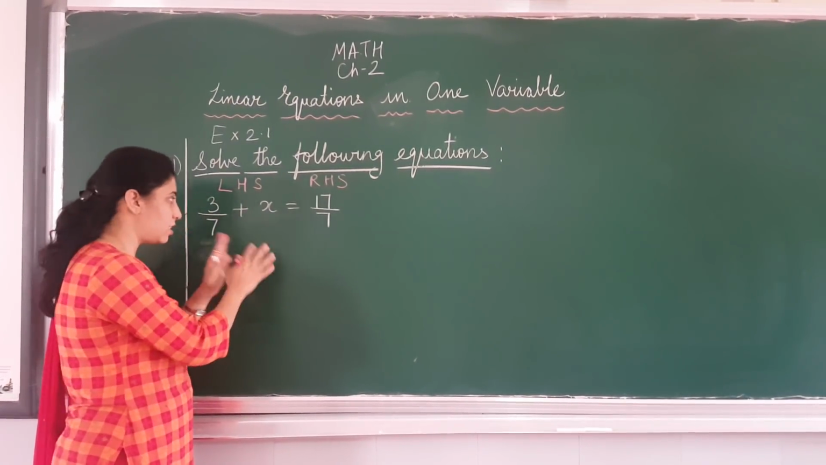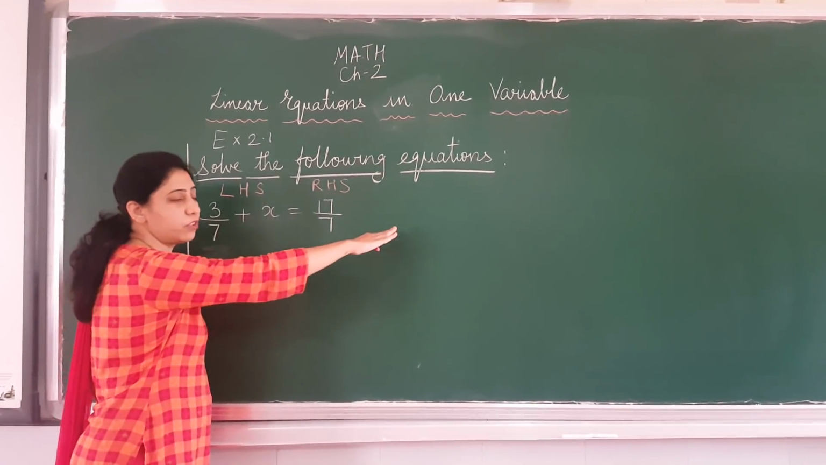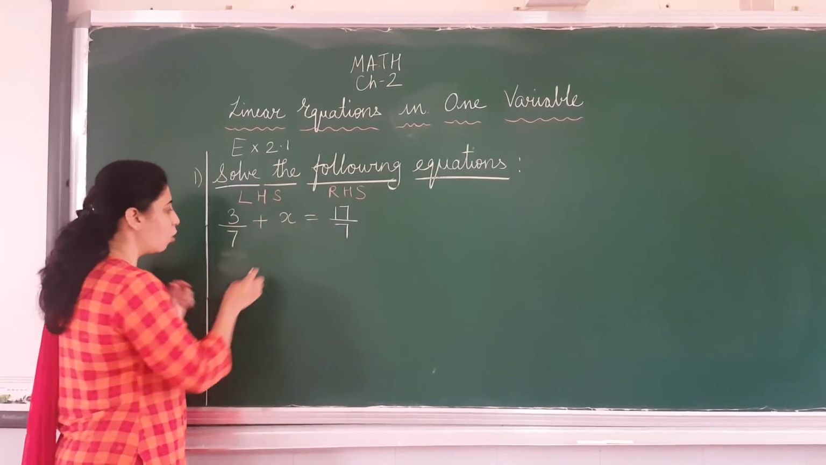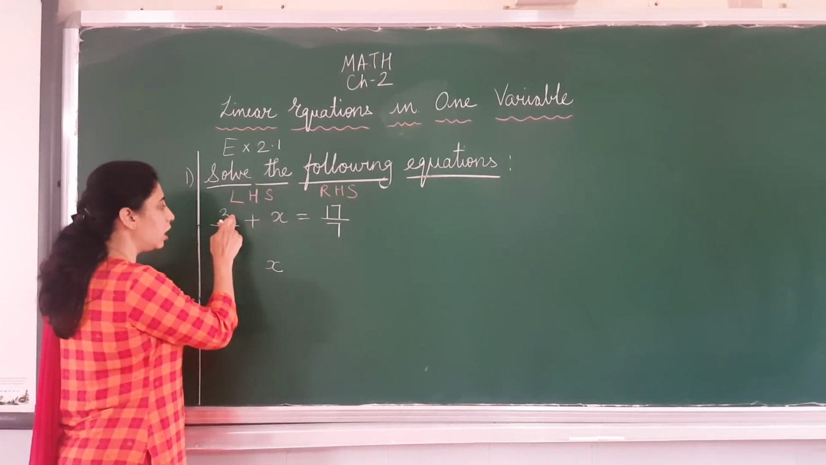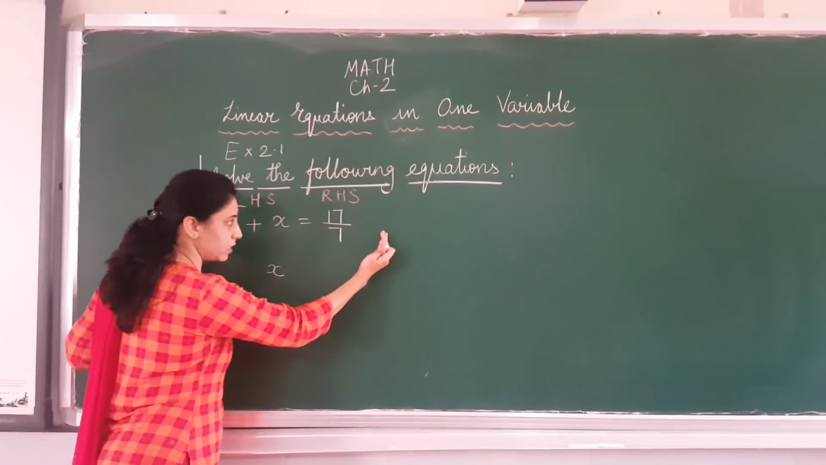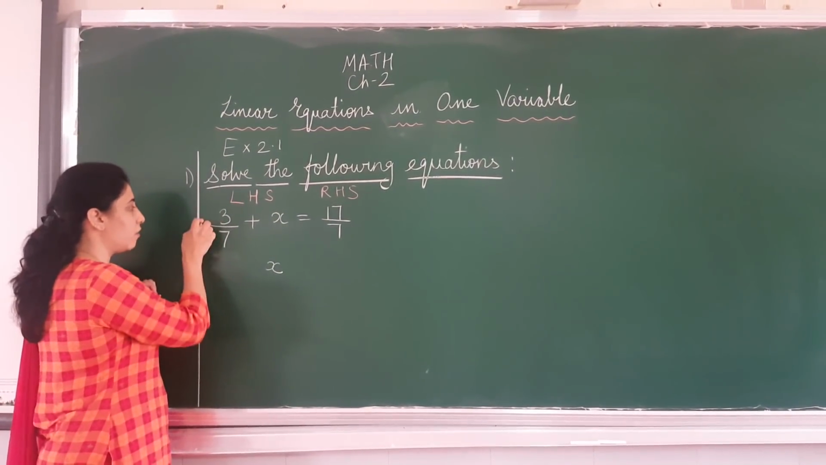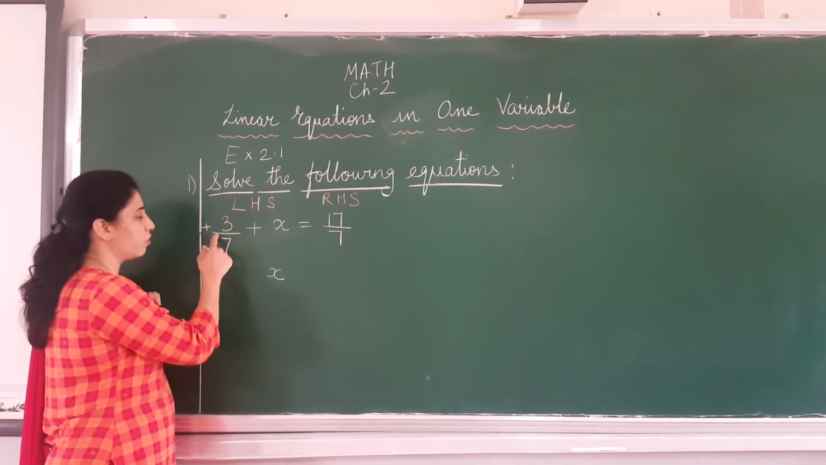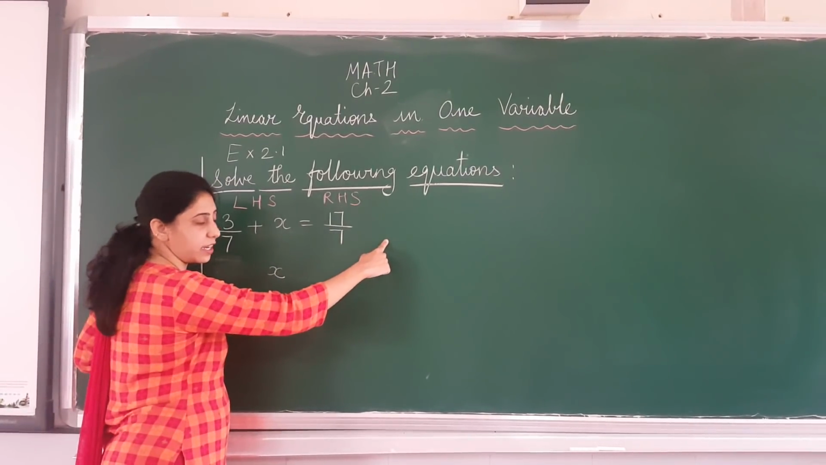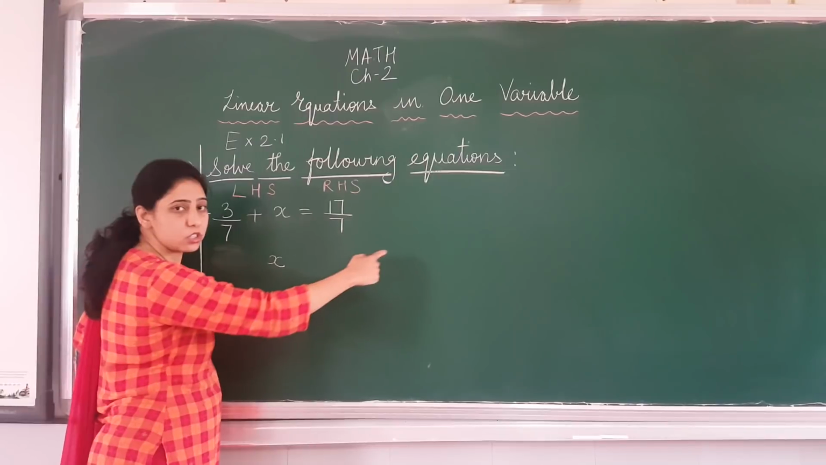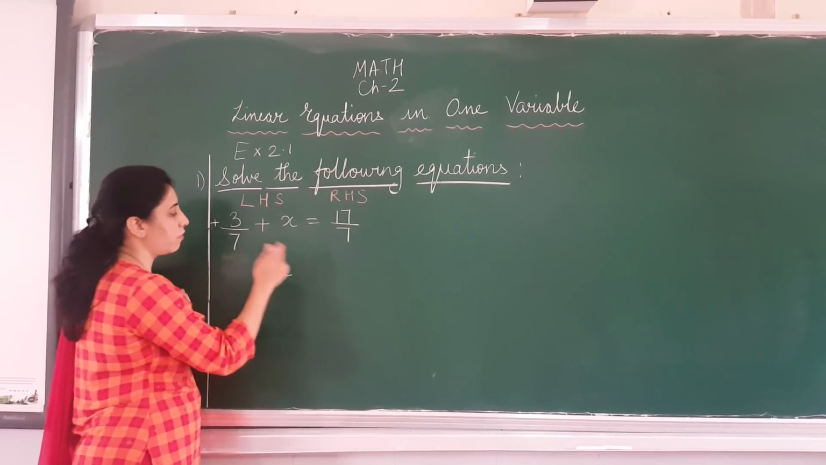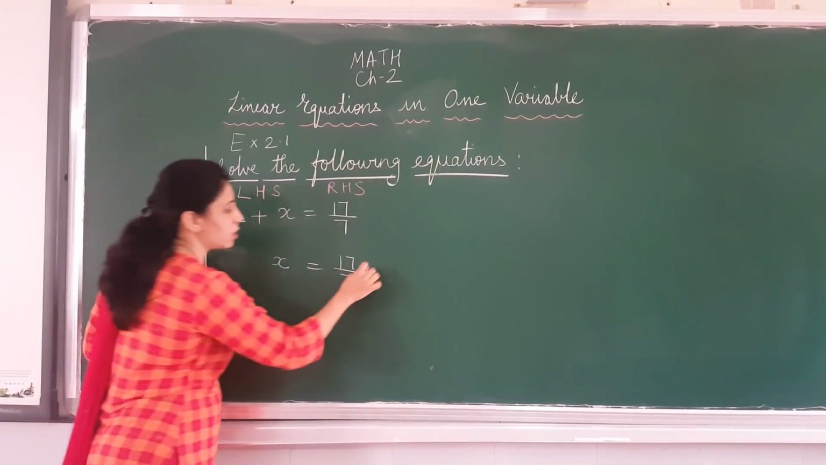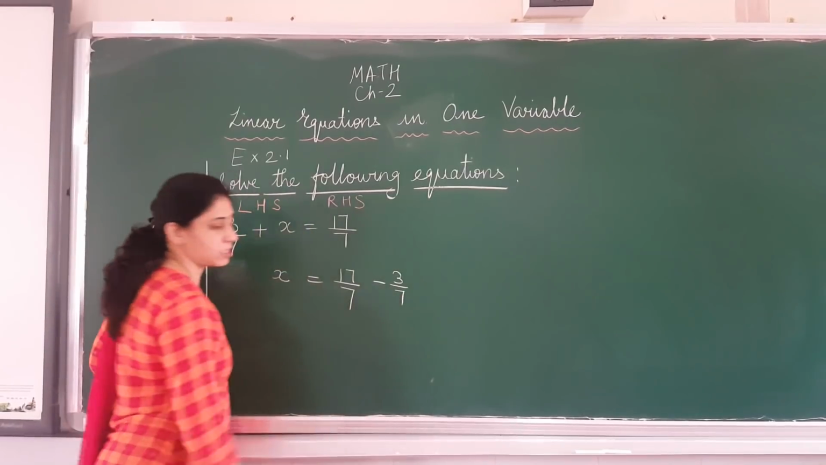You have to keep the variable on the left hand side, and the rest of all the things you are going to shift to the right hand side. You have to get rid of all these things. So what will remain here? Only x will remain here, and 3 upon 7 will be shifted to the right hand side. Now what is the sign of 3 upon 7 here? It is plus sign. When it is shifted to the right hand side, you change the sign. So 17 upon 7 stays as it is, and plus 3 upon 7 will become minus 3 upon 7.